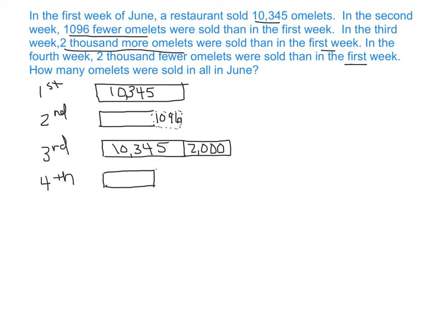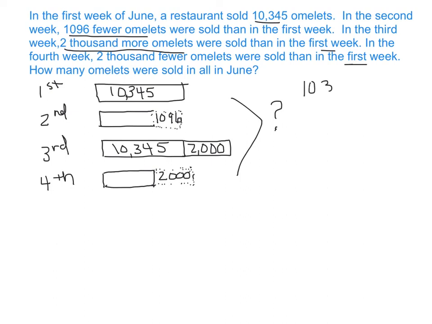So I'm going to make the dotted line equal with the first week. However, I know that that box is 2,000. So it would be the same amount as the first week if I had 2,000 more. And then, of course, my question is, so how many omelets were sold in all? I can start easily with that second week. I know when I look at my drawing, I see it's 1,996 less than the 10,000.